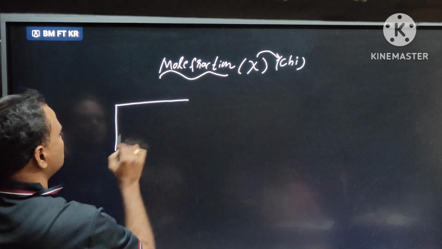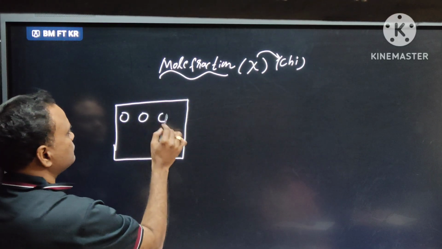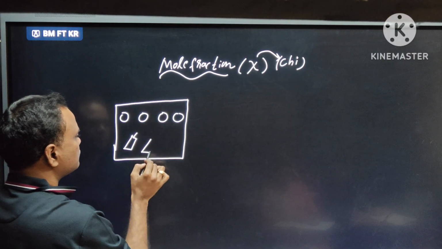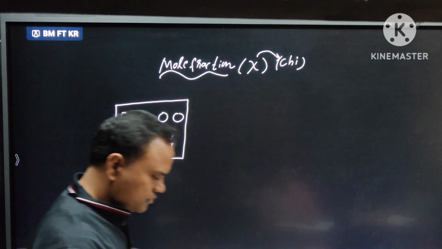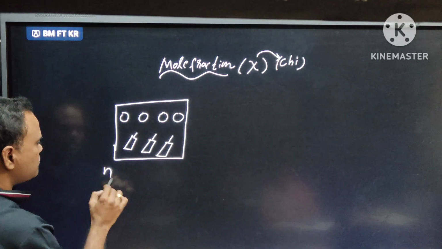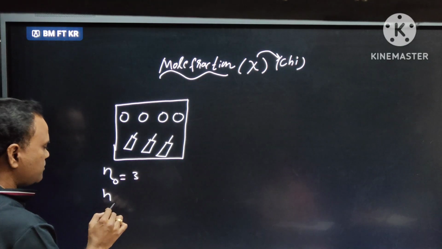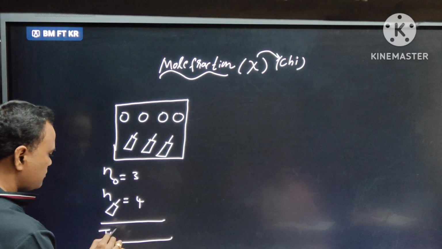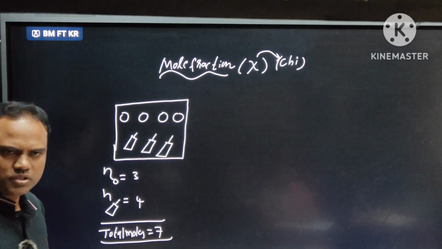Let us take a box. In that, 4 balls and 3 bats are present in a box. Number of moles of balls, how many? 4. Number of bats, how many bats are there? 3. So total moles is 7. Total 7 moles are there.